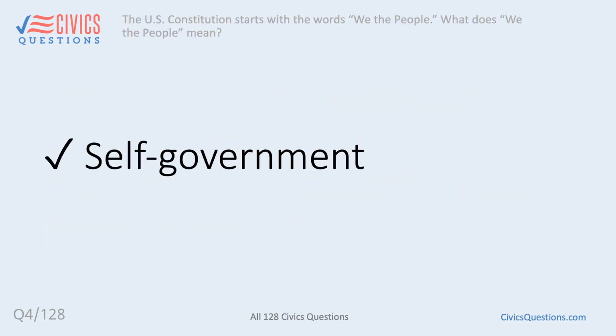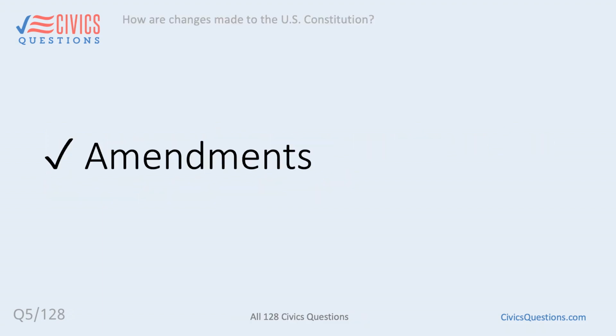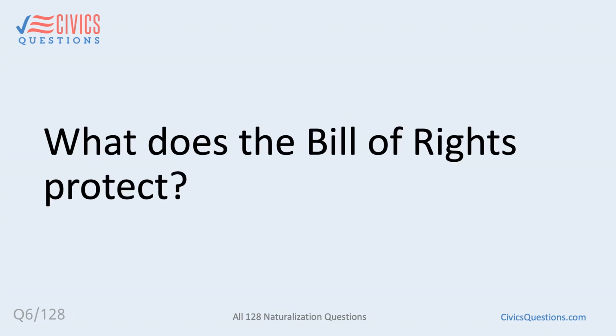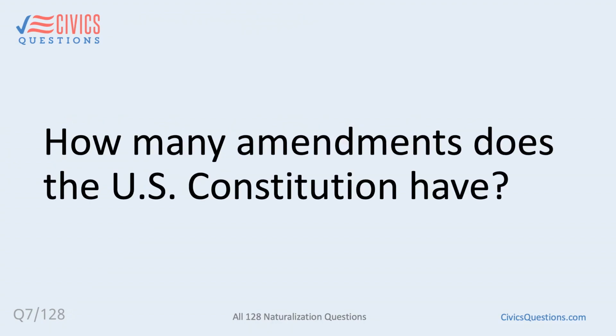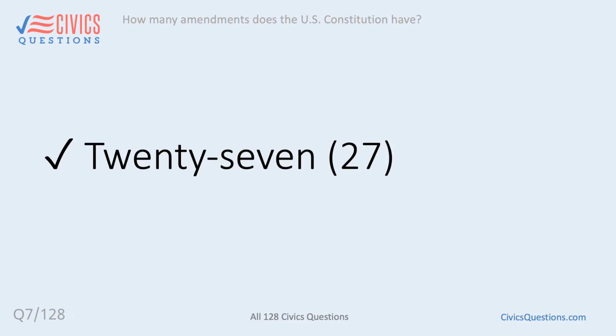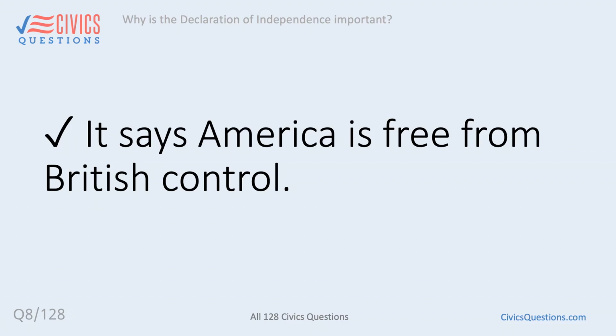Self-government. How are changes made to the U.S. Constitution? Amendments. What does the Bill of Rights protect? The basic rights of Americans. How many amendments does the U.S. Constitution have? 27. Why is the Declaration of Independence important? It says America is free from British control.